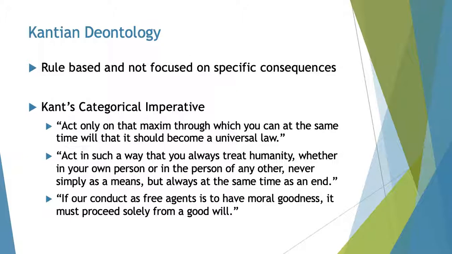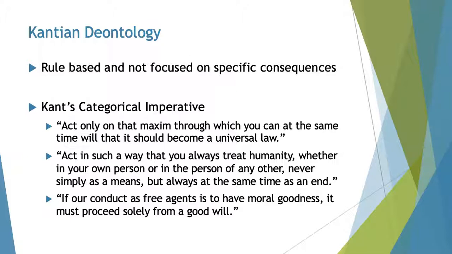And the third part of the categorical imperative says, if our conduct as free agents is to have moral goodness, it must proceed solely from a good will. So the short of this is goodwill. Kant is saying that whatever action we take up, should be done with a good intent. Otherwise, we will not be acting ethically. Now, this doesn't mean that every action we take up has to be to solve some kind of problem or make someone's life better, right? Often our communication is trying to persuade other people, right? To buy a product, to feel a certain way, to think a certain way. But we can still have good intent behind those messages, right? And the way we do this is by not deceiving, right? By not intentionally causing harm to others.